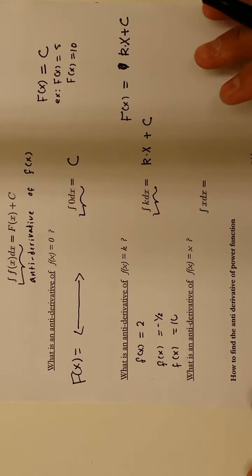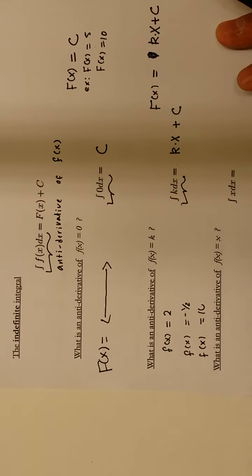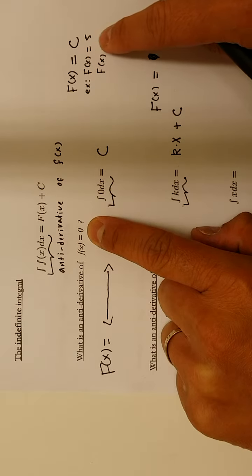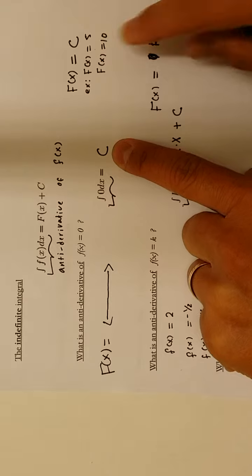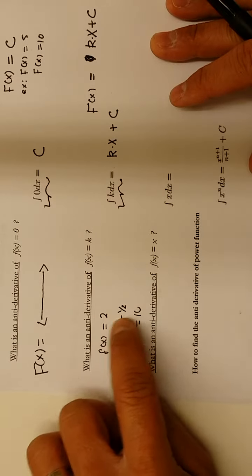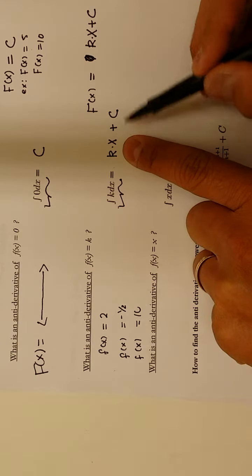So far we've looked at two cases on how to find the antiderivative. The first case is when your derivative is 0, then the function has to be a constant function. When your derivative is a specific number, then the antiderivative has to be a line, some kind of linear function.